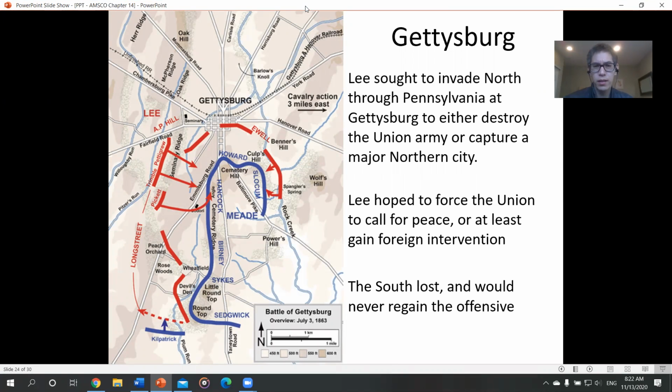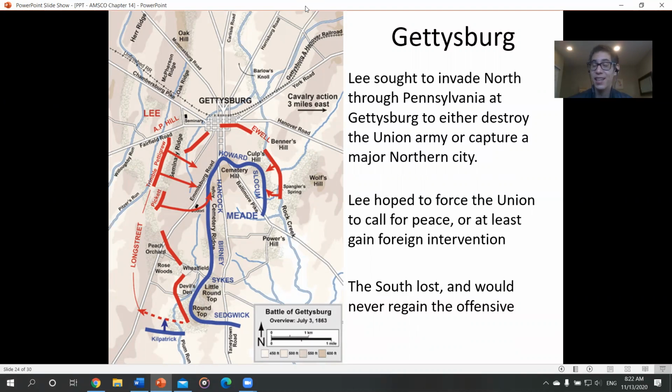Another one of the key battles is the Battle of Gettysburg, which in American lore and mythology is one of the most important. Robert E. Lee of the South tried to invade the North through Pennsylvania to either destroy the army or capture a major northern city. And the South lost. So Gettysburg wasn't necessarily a last gasp attempt by the South, but it was a much riskier play by the South deep into Northern territory.